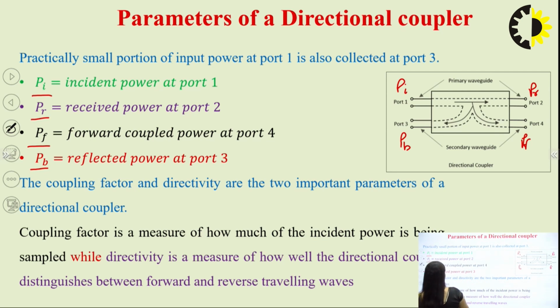So coupling factor and directivity are the two important parameters of your directional coupler. Coupling factor is the measure of how much of the incident power is being sampled, while directivity is a measure of how well the directional coupler distinguishes between forward and reverse traveling waves.